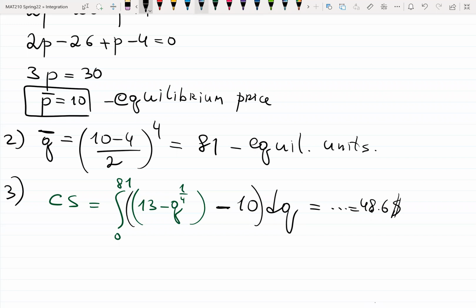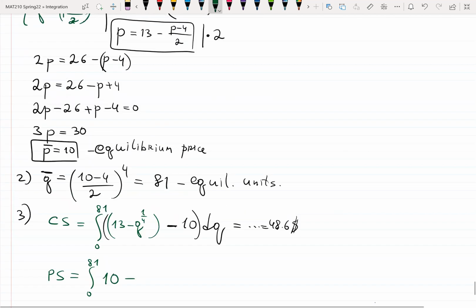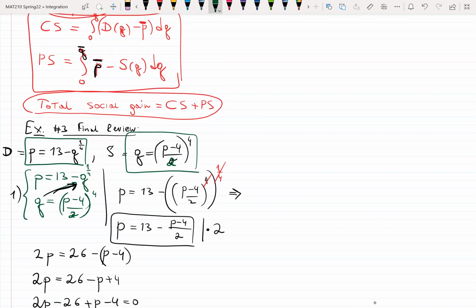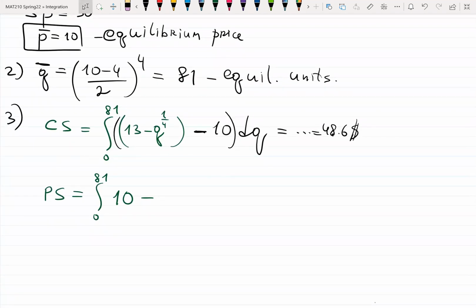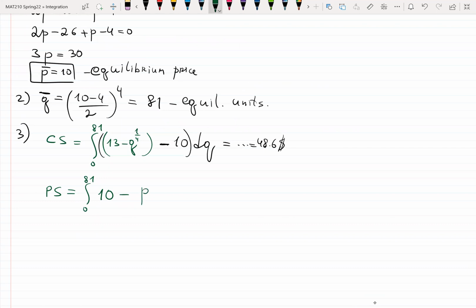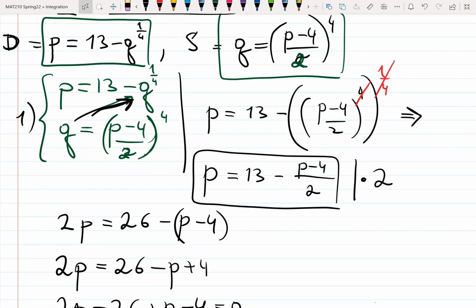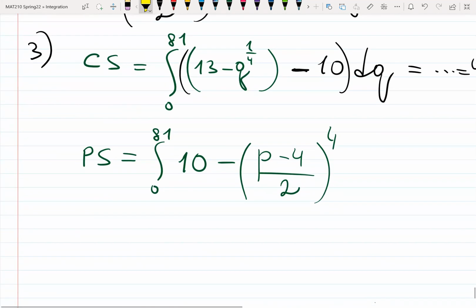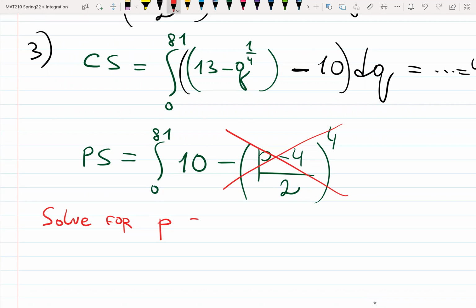Producer surplus, PS, is the one where the supply function goes second: 10 minus the supply function, and the supply function is this one. This will require the chain rule. You can avoid it in general if you want. So it's going to be 10 minus ((p minus 4)/2) to the 4. No, that's wrong. Do you know why? Because we need to plug in p equals, and not q equals. So we need to solve for p from q equals ((p minus 4)/2) to the 4. That's why there will be no chain rule.